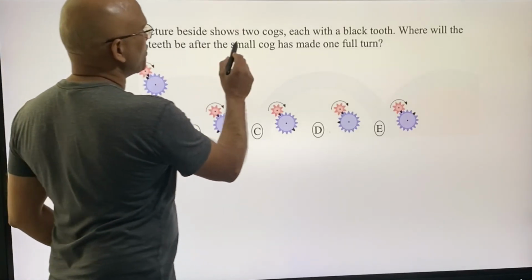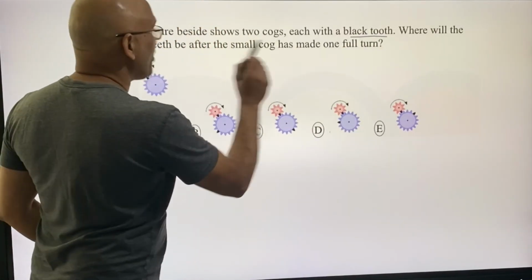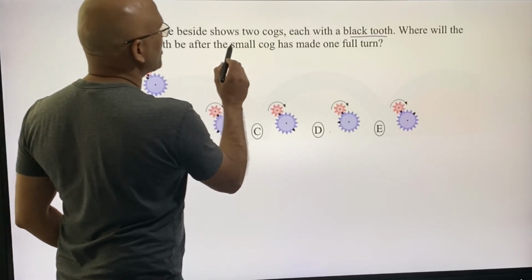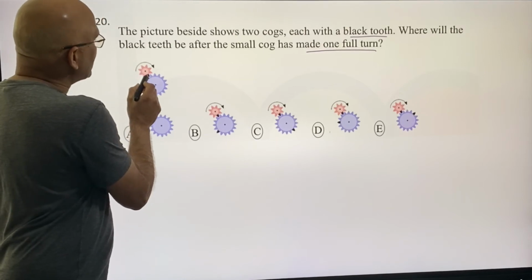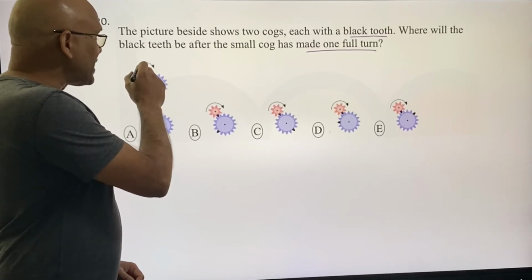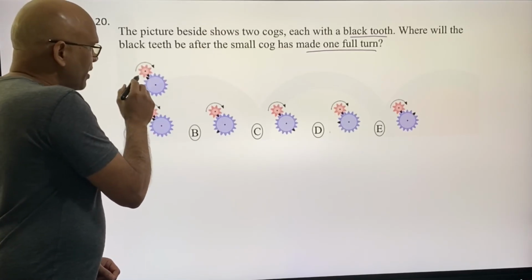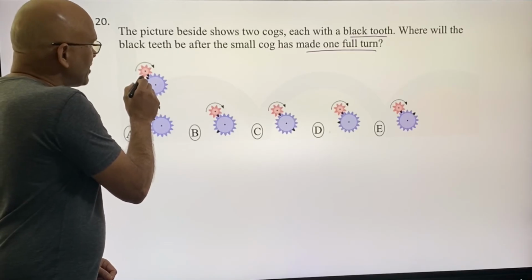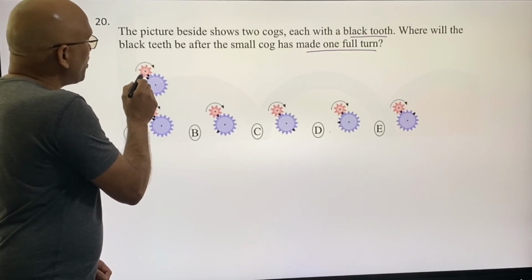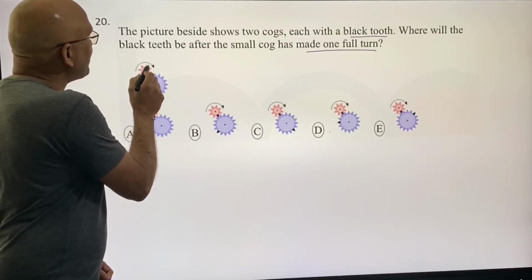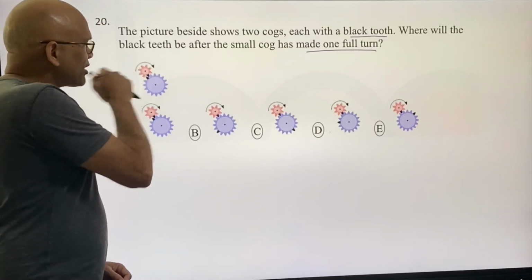The picture beside shows 2 cogs, each with a black tooth. Where will the black teeth be after the small cog has made one full turn? This is the smaller one, and there's the black tooth here. So it has to make one full turn, and the arrow shows which way it is turning, right? Let me see for how many teeth it will turn to be at the same place. So it has 1, 2, 3, 4, 5, 6, 7, 8, right? It will turn by 8 teeth to be at the same place.